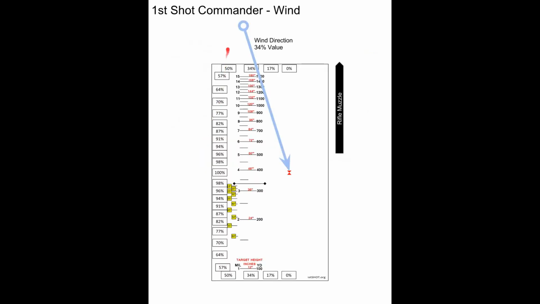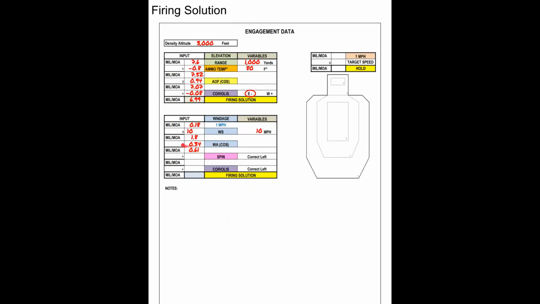Now we have to look at what is the angle at which the wind is attacking our firing position. So if our rifle muzzle is this direction and the wind is coming in, it looks like at about 11 o'clock, but we always use the cosine because it's more accurate. 34% is going to be our calculation on that, which brings our correction down to 0.61. From 1.8 down to 0.61.